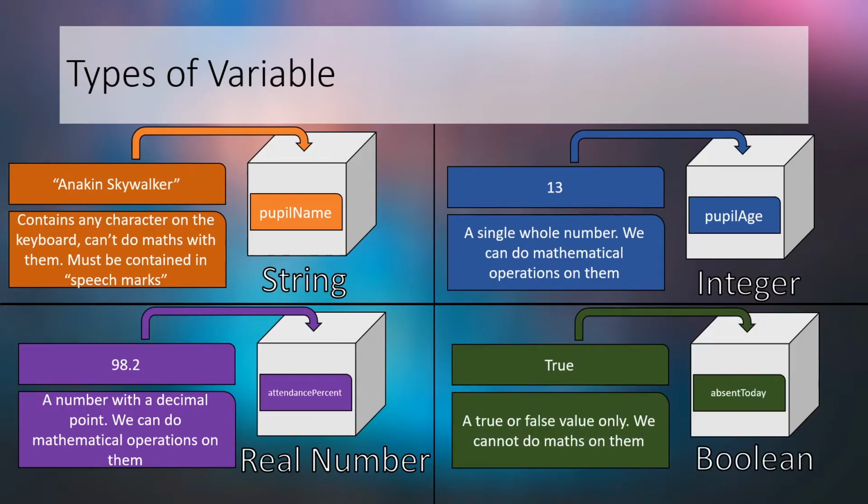Finally, our last data type is Boolean. A Boolean value can be one of 2 values, either true or false. Like strings, we can't do any maths on Booleans. In our example, we've given our Boolean the meaningful identifier absent today, that is, whether or not a pupil is absent from school, and assigned the value true without speech marks.